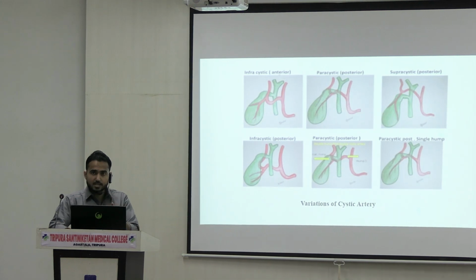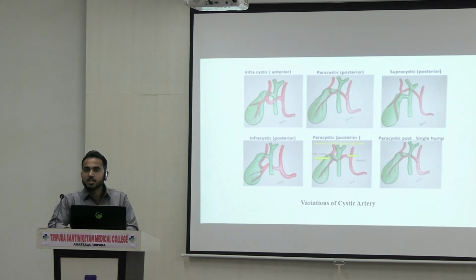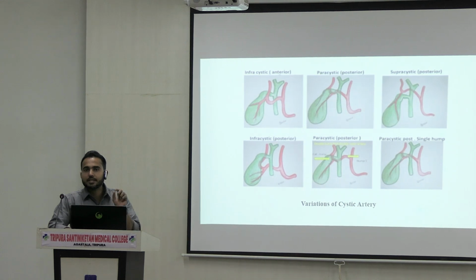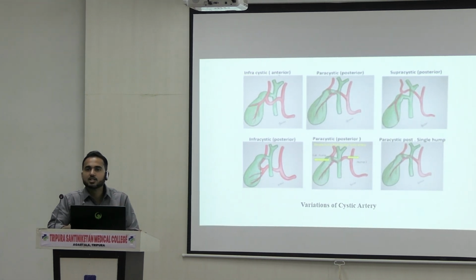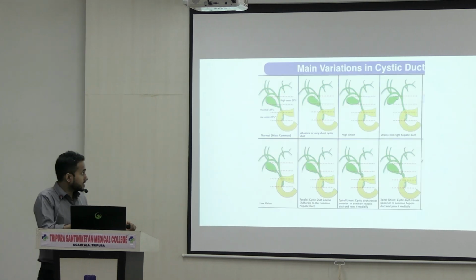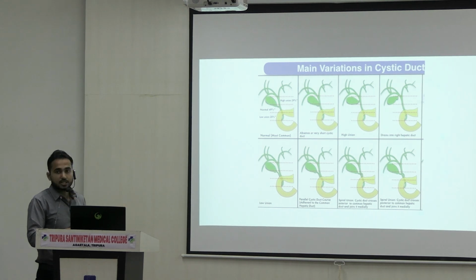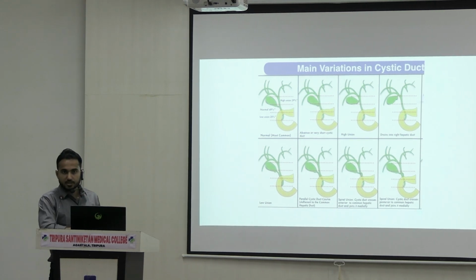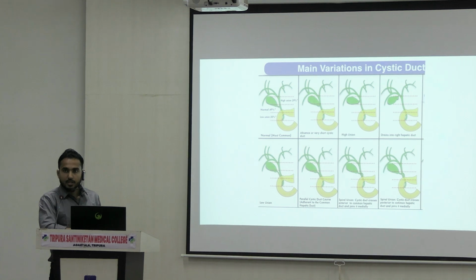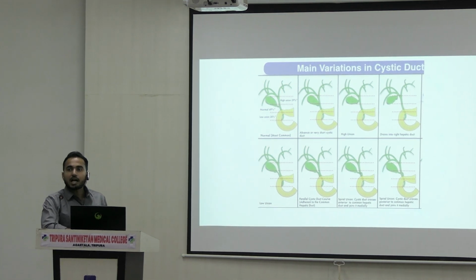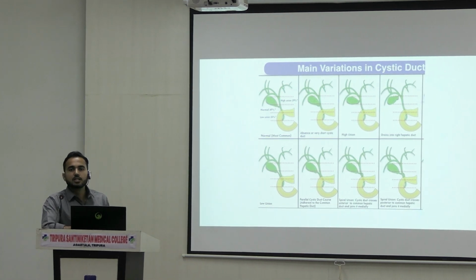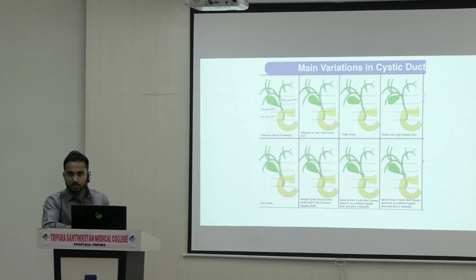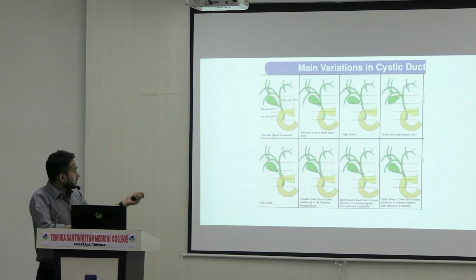Next, the variation is not only present in case of a cystic artery. Variations are also there in the cystic duct. Now here you can see the variations of the cystic duct. Can you identify the cystic duct? How will you identify the cystic duct? First you have to identify the gallbladder, as simple as that. Can you identify the gallbladder in the diagram? So this is the gallbladder.